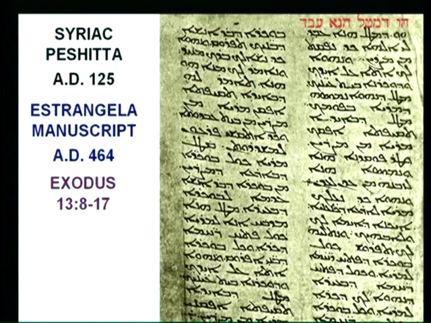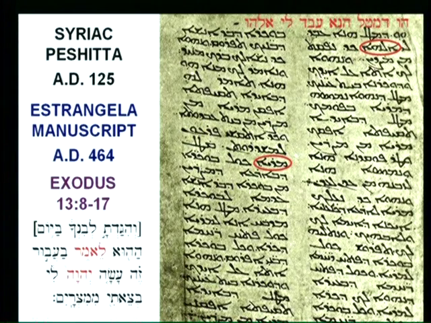Exodus 13, 8 through 17 is what's up here on the screen. And at the very top there, you can see written across the top there Elohai. And you can see Elohai, and you can see Maria, the second circle, the lower circle there is Maria, which we get the same as basically the term Moriah.